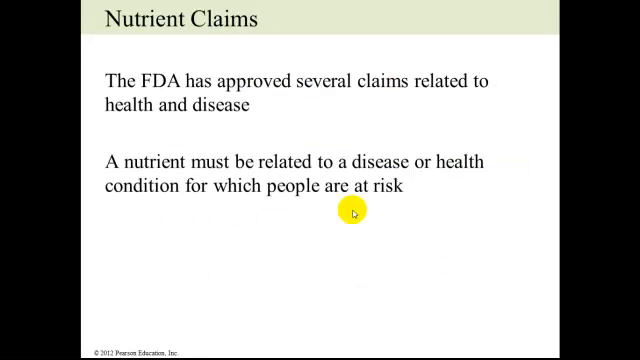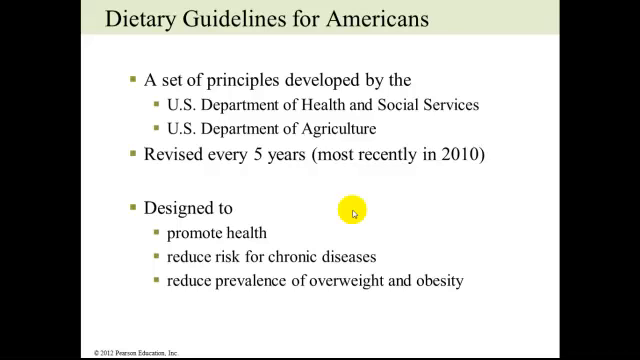Now, anytime you take a look at something that might be available commercially with a package on it, you might notice some sort of nutrient claim on it. Now, there are some nutrient claims that have been approved by the FDA, and these are related to different kinds of health and disease. The way this is looked at is based upon the Dietary Guidelines for Americans, and this is revised every 5 years. Most recently was in 2010, so this won't be done again until 2015.